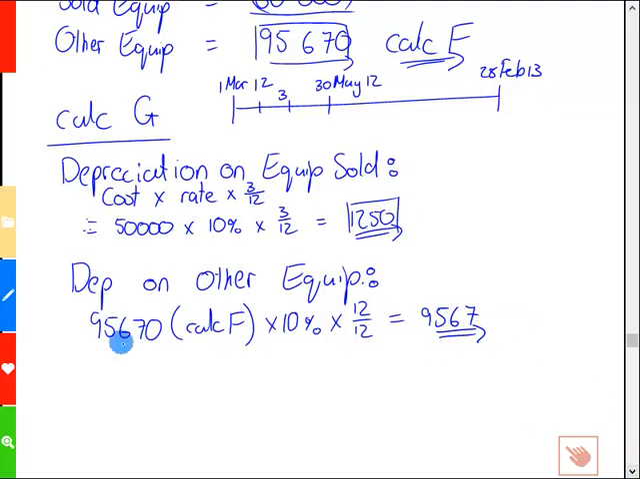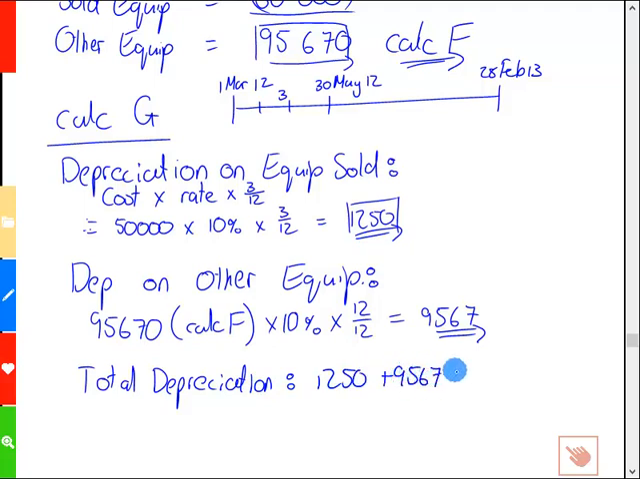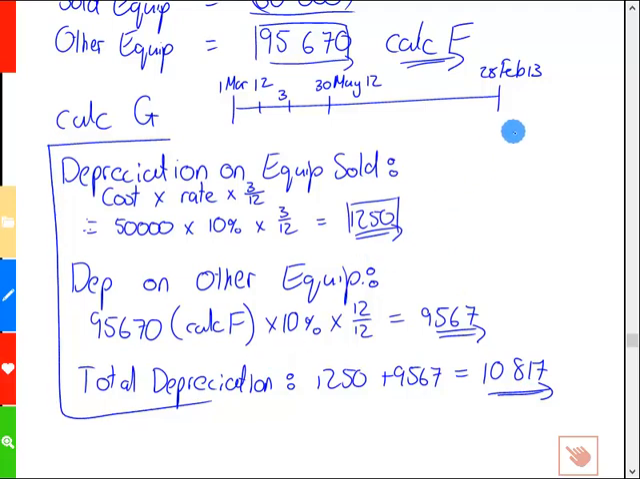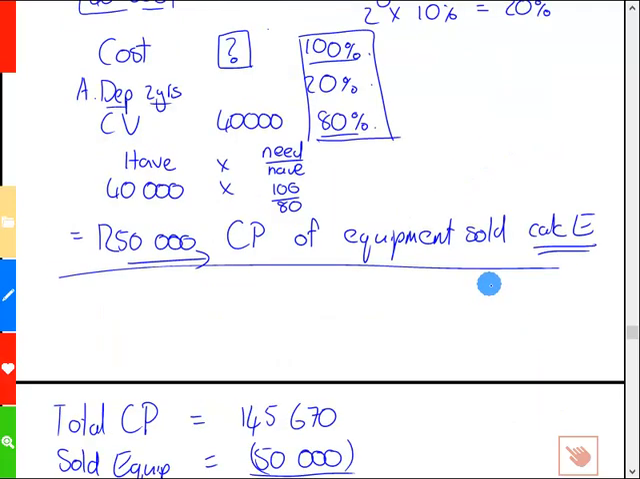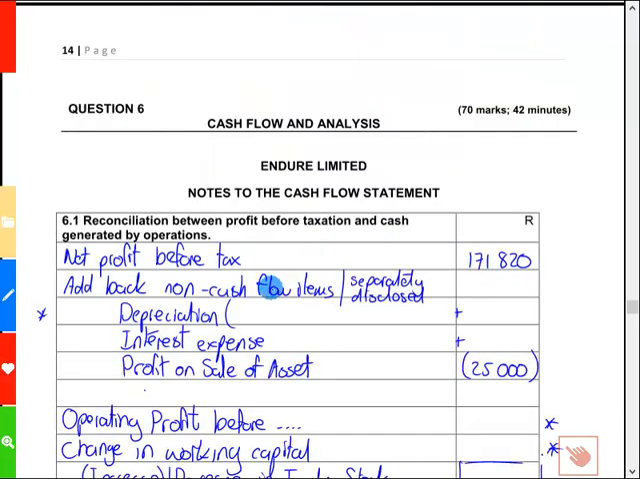Right, then my total depreciation is going to be 1250 plus 9567, and that's going to be 10817. What do we need to do with this depreciation? Take it to the... We need to add it back. We're doing the cash flow statement, but we know depreciation in the cash flow statement is a non-cash flow item. So we need to add this back, 10817, and this was calculation G.